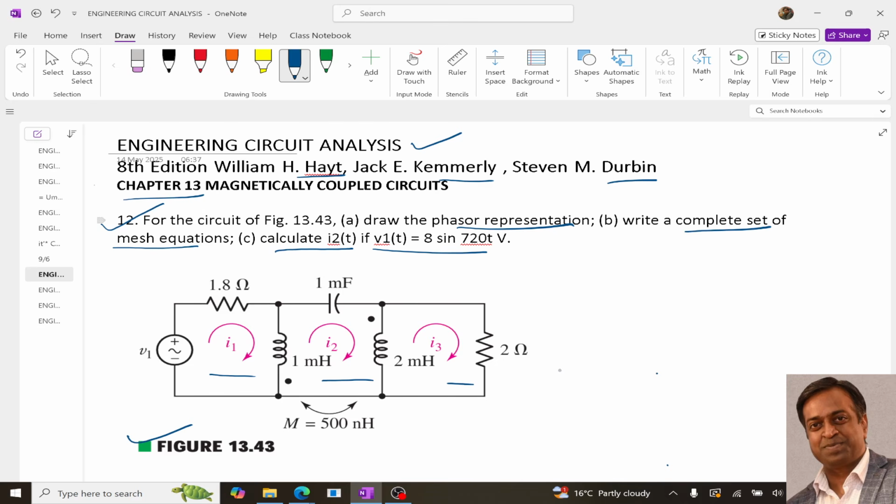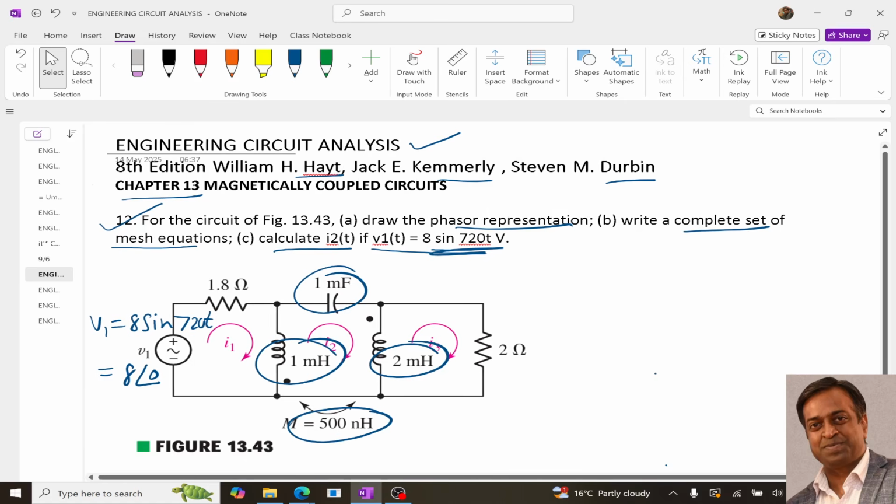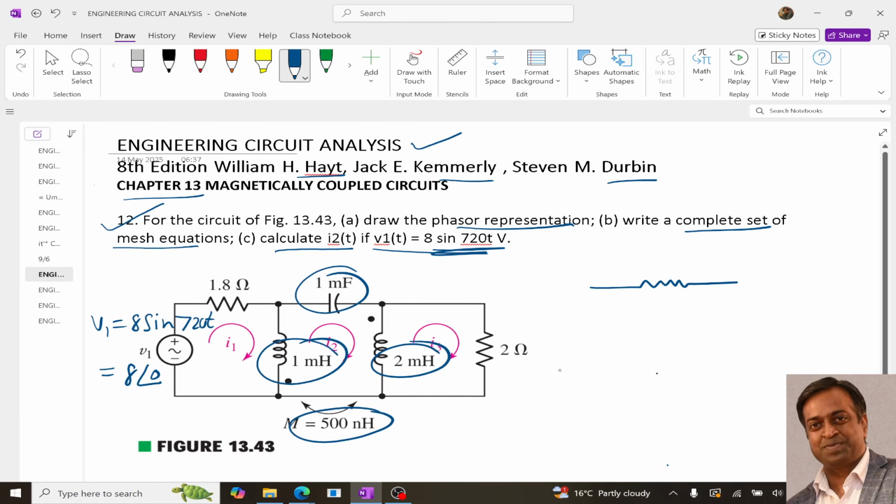And it is given that v1(t) is this. Now when we say the first part, the phasor representation, we mean that the circuit in the time domain needs to be converted into the frequency form. It means we need to convert all these terms into impedances. Like V1, it is 8 sine 720t, so it will be converted into 8 angle 0, right? So over here, if I redraw this circuit, it will be something like this.